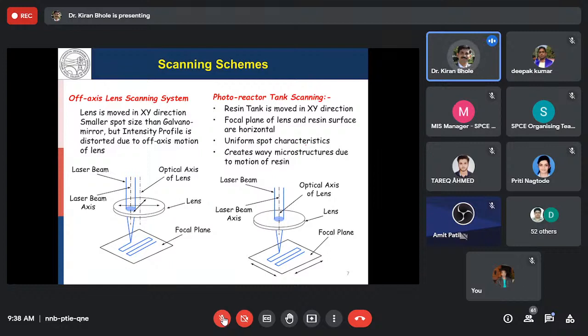But another disadvantage of this is that it cannot be used for whatever speed you want, because when we are scanning, the tank is having the liquid resin, and there will be waves formed if you are scanning this photoreactor tank at a higher velocity. And if the viscosity is low, these waves will be much higher in nature, and thus it may create a wavy structure due to the motion of the resin. So that's why this is also one of the disadvantages, and this particular scanning scheme is not practically feasible.